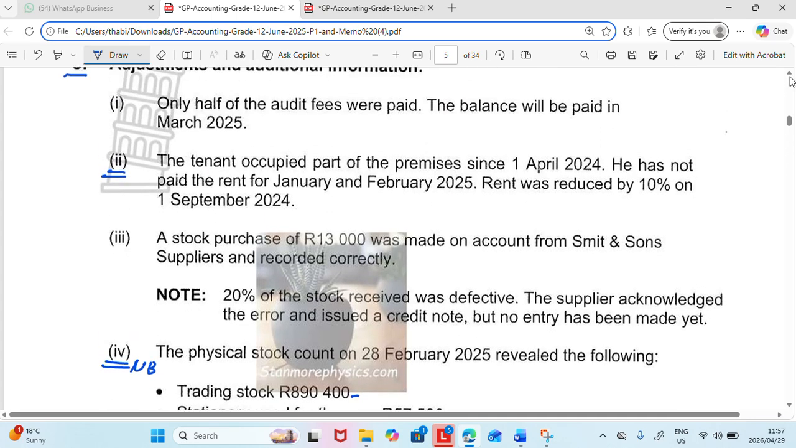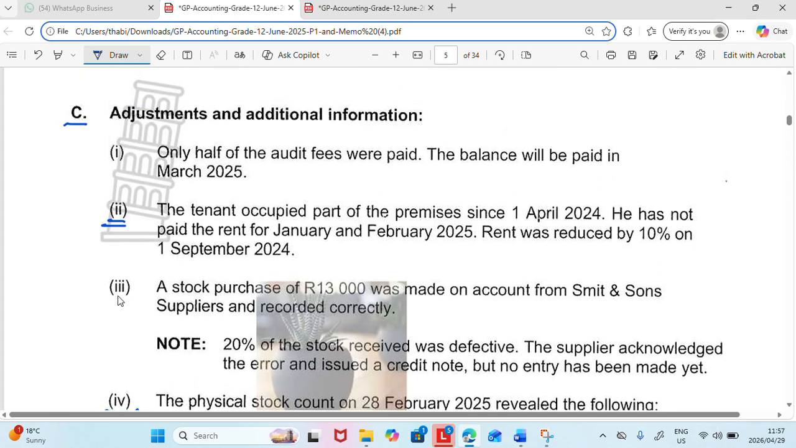Adjustment Roman figure number 3. The stock purchase of 13,000 was made on account. We've bought trading stock on credit. If they are saying on account, just know that we are buying on credit. The stock purchase of 13,000 was made on account from Smith and Sons suppliers and recorded correctly. So we bought this from our suppliers on credit.